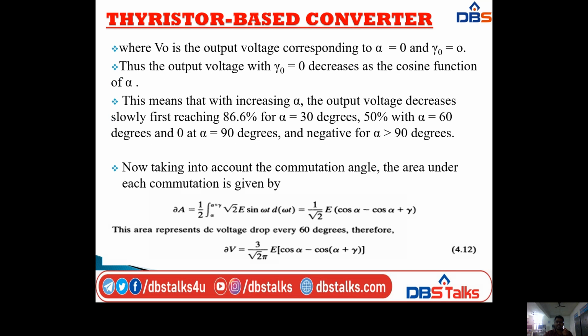Next, here V naught is the output voltage corresponding to alpha equal to 0 and gamma naught equal to 0, from the last equation. Thus the output voltage with gamma naught equal to 0 decreases as the cosine function of alpha. This means that with increasing alpha, the output voltage decreases slowly, first reaching 86.6% for alpha equal to 30 degrees, 50% at alpha equal to 60 degrees, 0 at alpha equal to 90 degrees, and negative for alpha greater than 90 degrees.